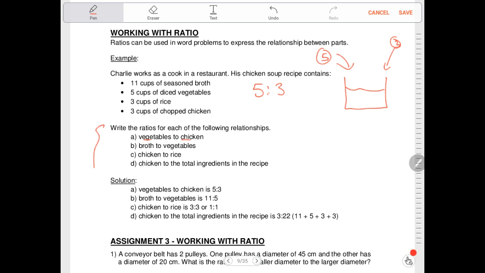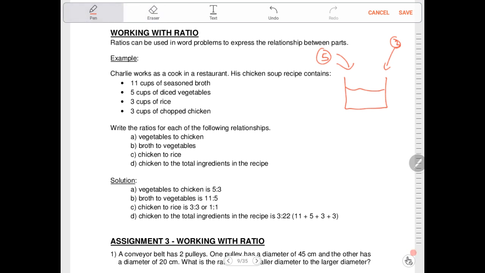If they say broth to chicken, well, you have 11 broth units, and it should be for chicken, or for vegetables it should be 5. So essentially what you need to do in this lesson is be able to take the information out and write it into a proper ratio. Now the one thing here is, and I understand this is an important lesson, but I would like to point out one other thing.